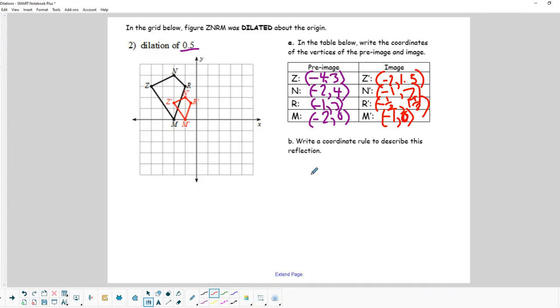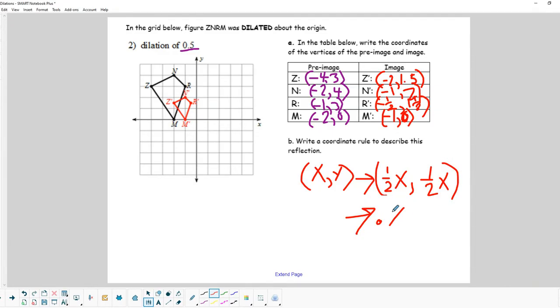So there you go. So what is the coordinate rule then? The original x, y values were transformed such that you multiplied the x values by 1/2 and you multiplied the y values by 1/2. Or you could have written it this way: 0.5x, 0.5y. That's our rule.